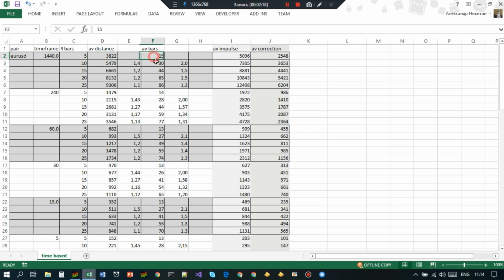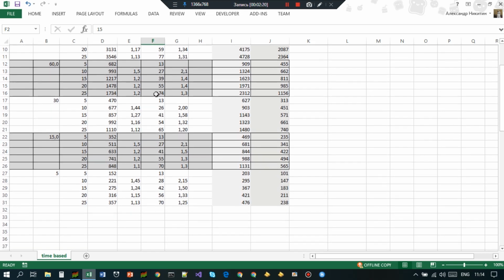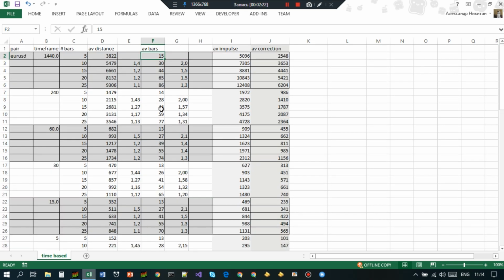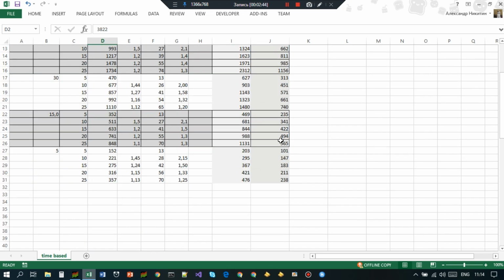Okay, so this is the average bar duration. And this is an average impulse and average correction. I calculated the average correction as half the average impulse, and of course they were all derived from the average swing. That's why the average impulse is slightly more than the average swing, and the average correction is slightly less than the average swing. Okay, here are the numbers.